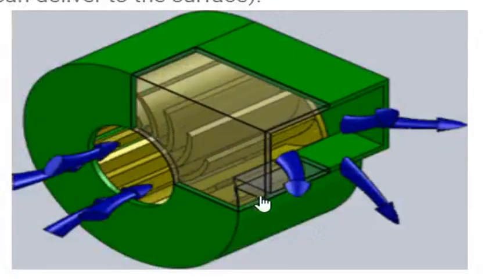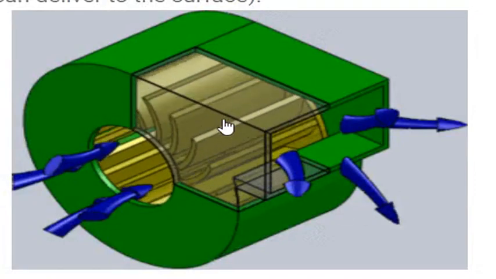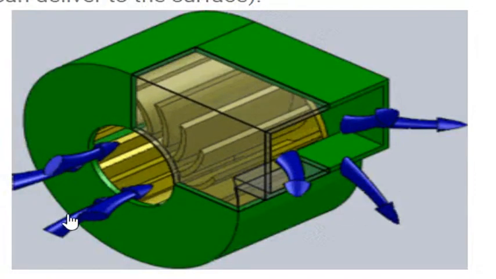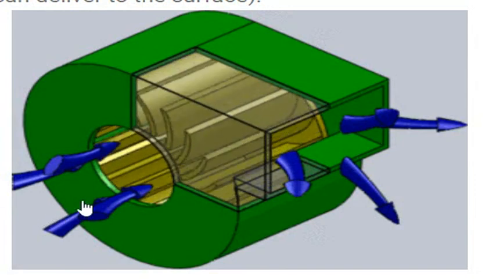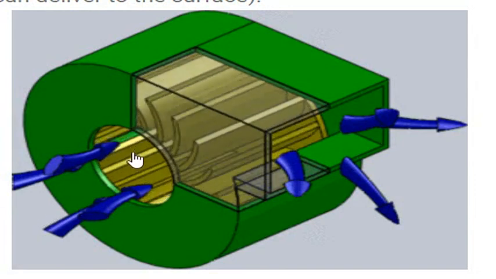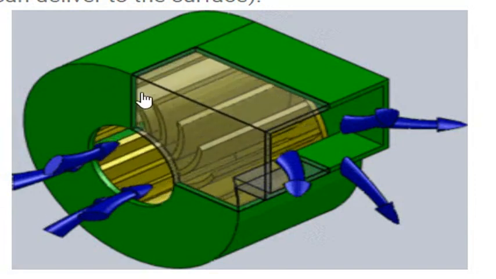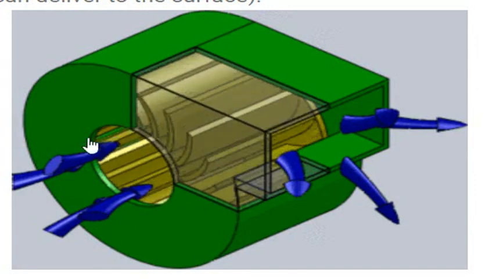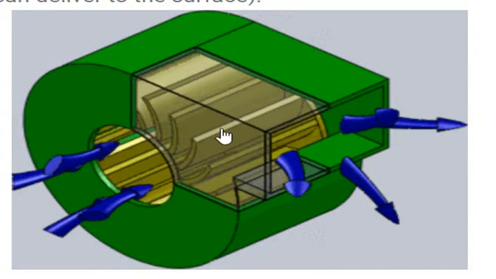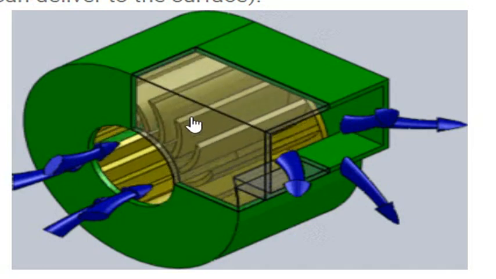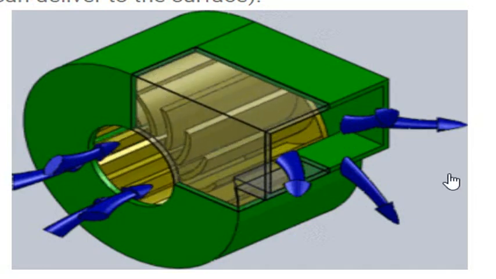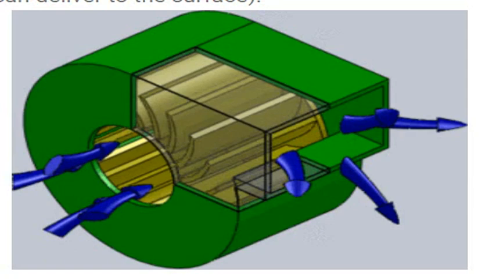This is the animation of the centrifugal pump. The oil or any fluid will be sucked from here due to its suction, and the suction is created by this rotor. Rotor will impart the energy to the fluid and it will come out from here.